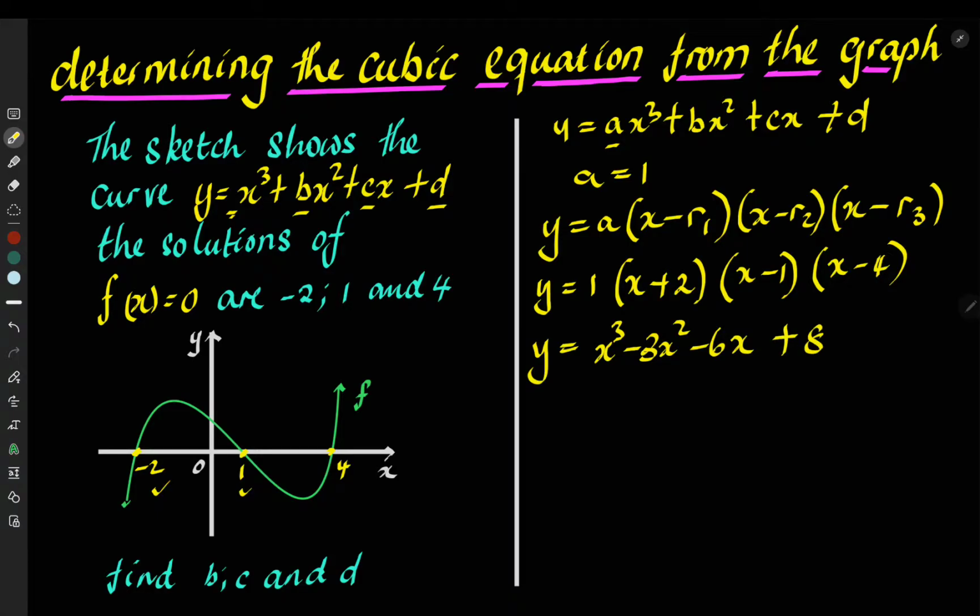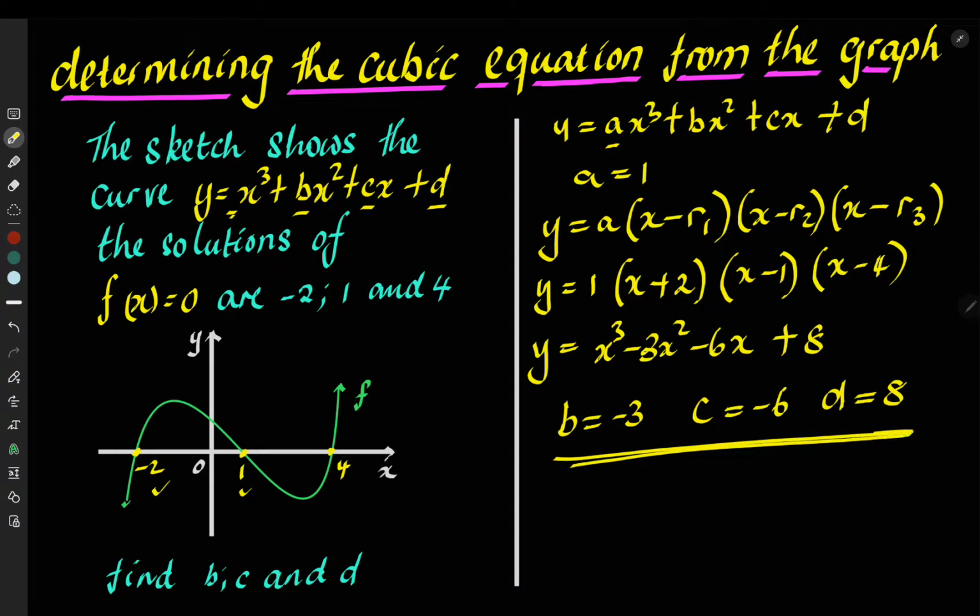And you can see now the value of b is the coefficient of x squared. So b will be equal to -3, and c will be equal to -6, and d will be equal to 8. And this is how you determine the cubic function from the cubic sketch.